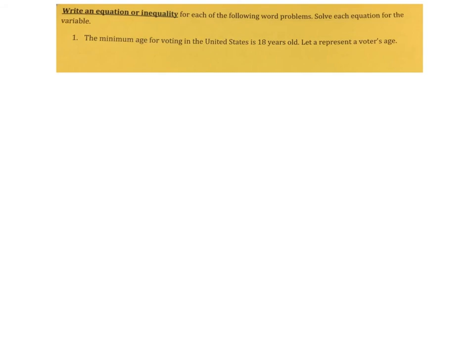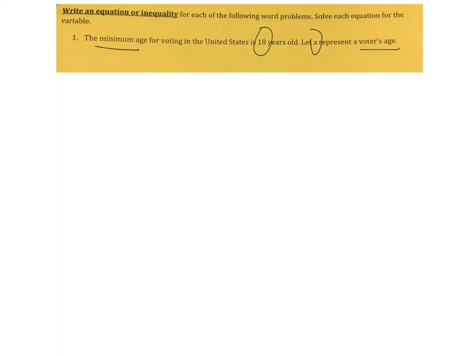All right, for the last part of your test review, we are going to write an equation or an inequality for each of the following word problems. Solve each equation for the variable. So some of these problems you will solve, and some of them you will just have to write it out. So for the first problem, we see that the minimum age for voting in the United States is 18 years old, and we're going to let A represent the voter's age.